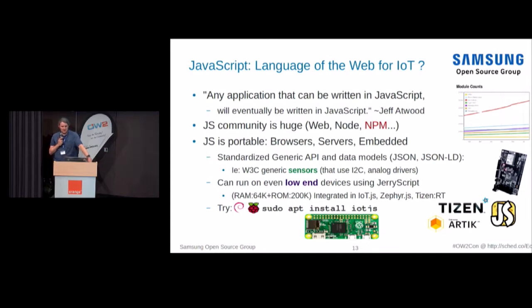If you look at this chart, the red line here is the number of NPM packages that's growing pretty fast. I'm not talking about the quality, but about the quantity. And at Samsung, we made an implementation of a JavaScript interpreter for very constrained environments. So we have a JavaScript runtime which fits in a very small amount of RAM, 64K, and you can put this on a microcontroller as well. That's pretty interesting.